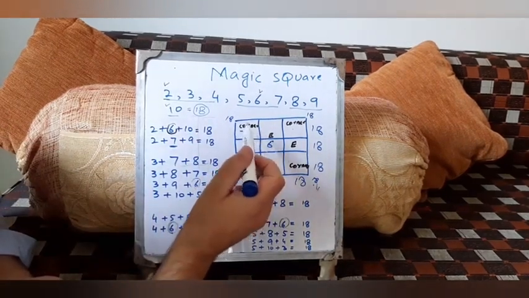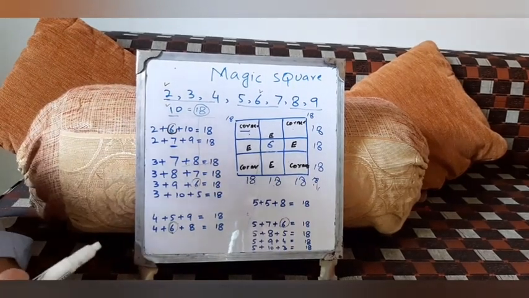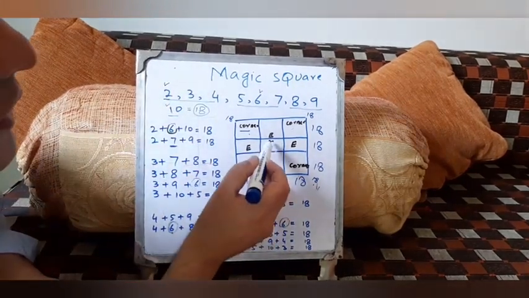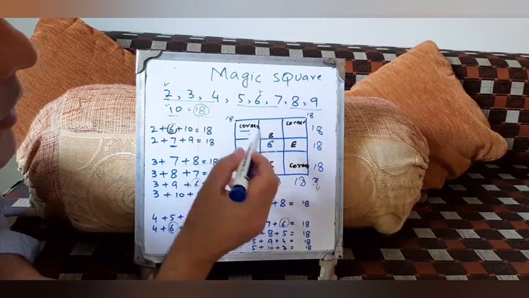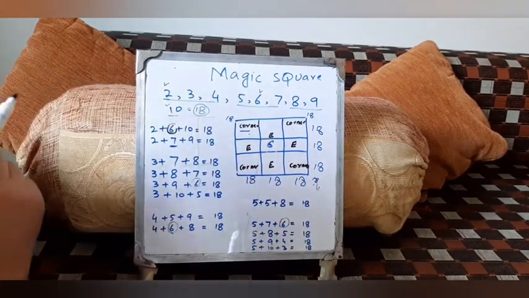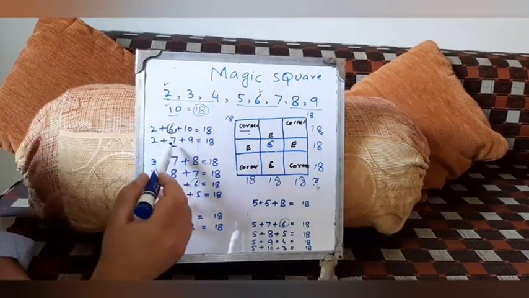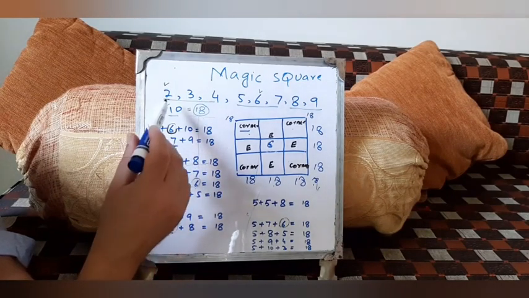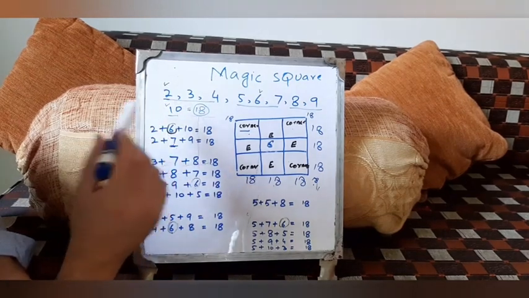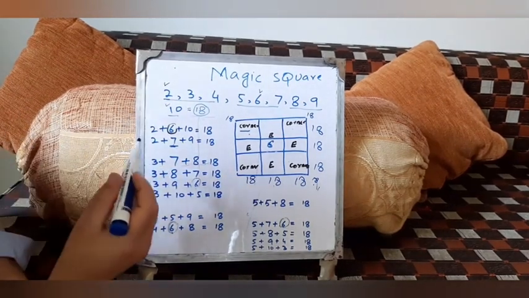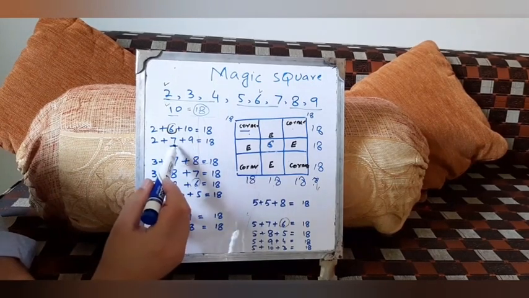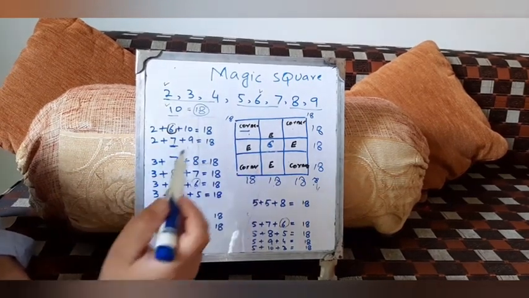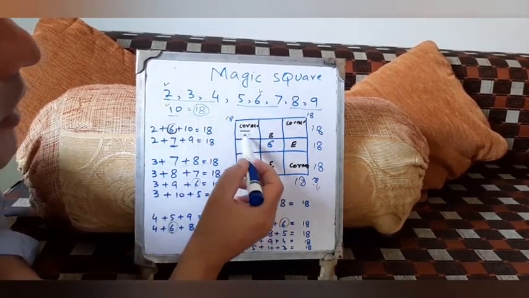Now you have to decide the corner, which number is coming in the corner. So 6 is coming here at the center, and now you have to decide about the corner. For the corner, you should take the second number which is involved in the sum of the lowest number 2.